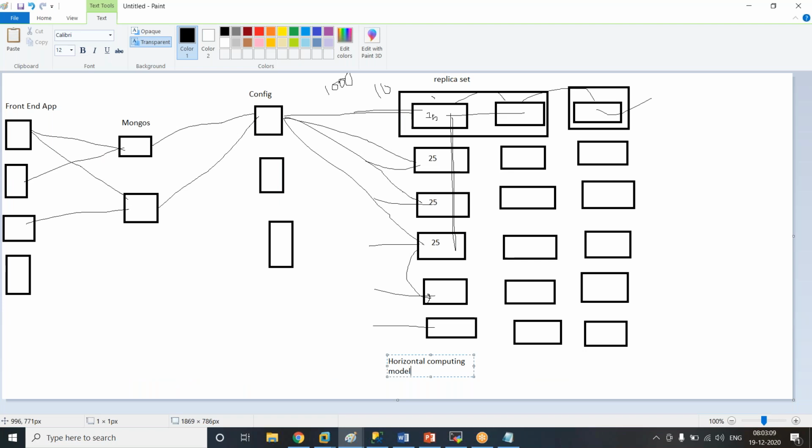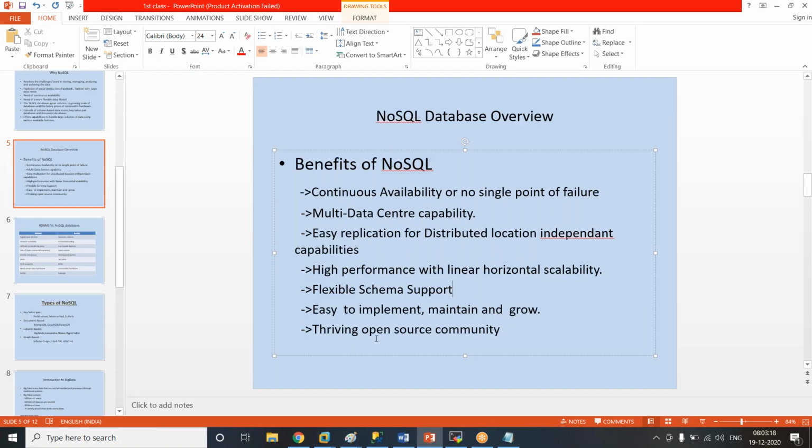You only need to understand the architecture and the background operations to support the actual issues. Basically, configurations are very simple in Mongo. It's not tough. That is called easy to implement. Thriving open source community.